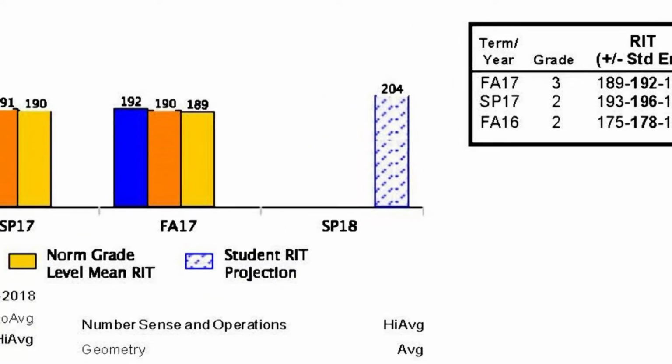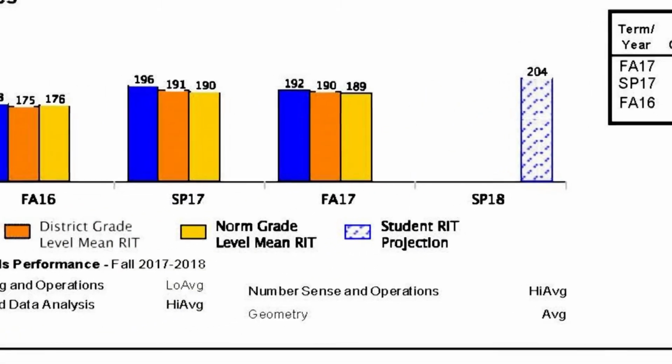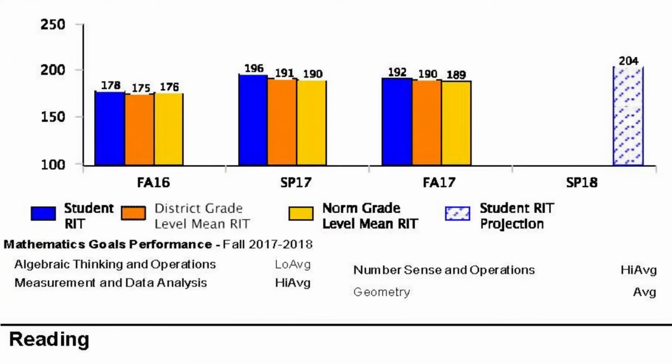Below the bar graphs, you will find a summary of the student's performance in specific areas. These are labeled as mathematics or reading goals performance. Next to these areas, you will see scores such as low, low average, average, high average, and high. These scores indicate the following.